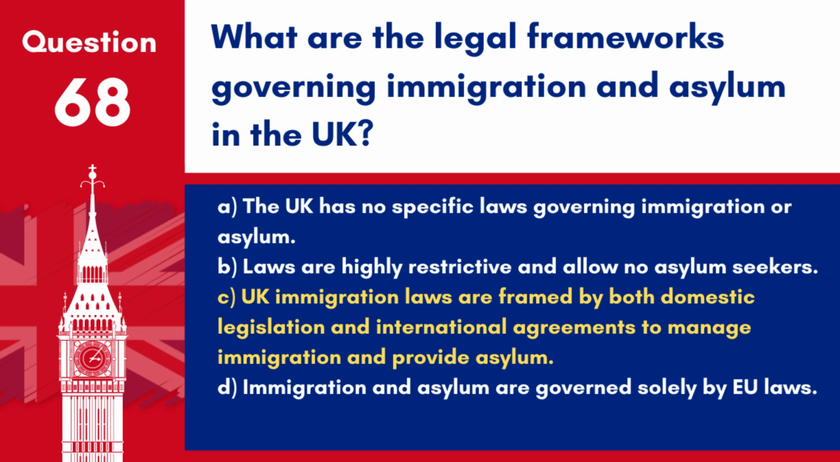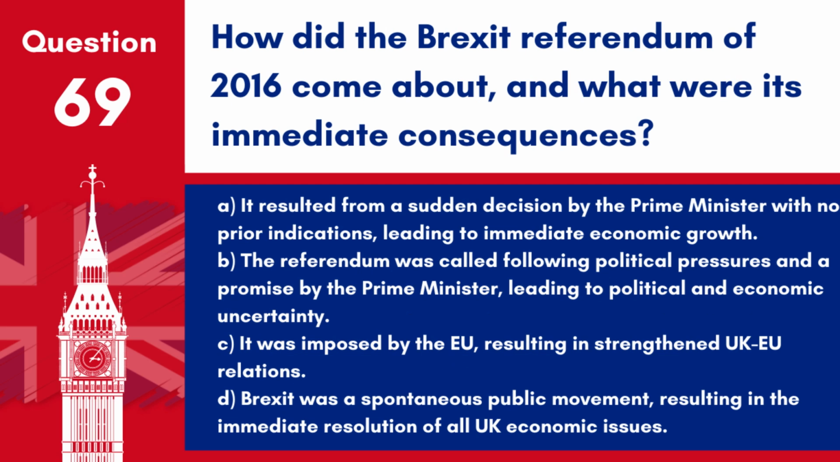The UK has comprehensive laws that are influenced by international human rights frameworks and its own policy objectives. Question 69. How did the Brexit referendum of 2016 come about, and what were its immediate consequences? A. It resulted from a sudden decision by the Prime Minister with no prior indications, leading to immediate economic growth.